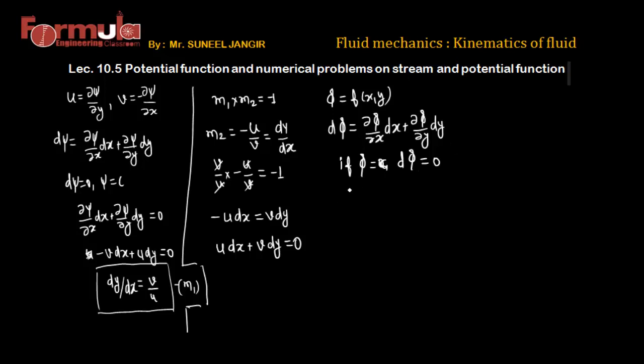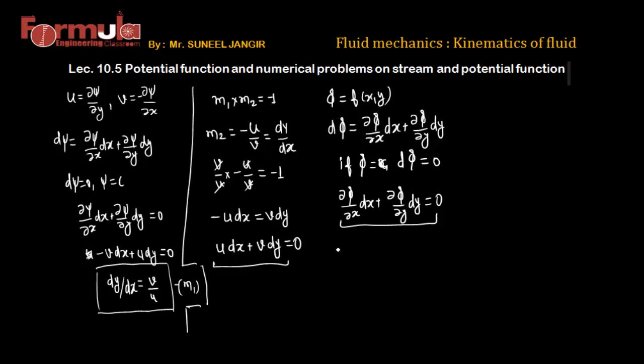So del phi by del x dx plus del phi by del y dy equals 0. Now equating this equation to the earlier equation, the term with dx is del phi by del x here and it is u here.